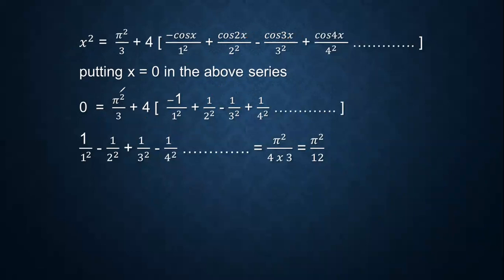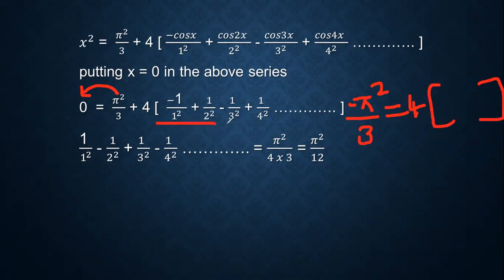So if you take this pi square by 3 to the LHS side, what will you get? Minus pi square by 3 is equal to 4 into this entire series. But this series contains the first term minus, second term plus, third term minus, fourth term plus. But in the given problem, the series has the first term plus, second term minus, so you'll get plus, minus, plus, minus. Here you will get it in the reverse order.